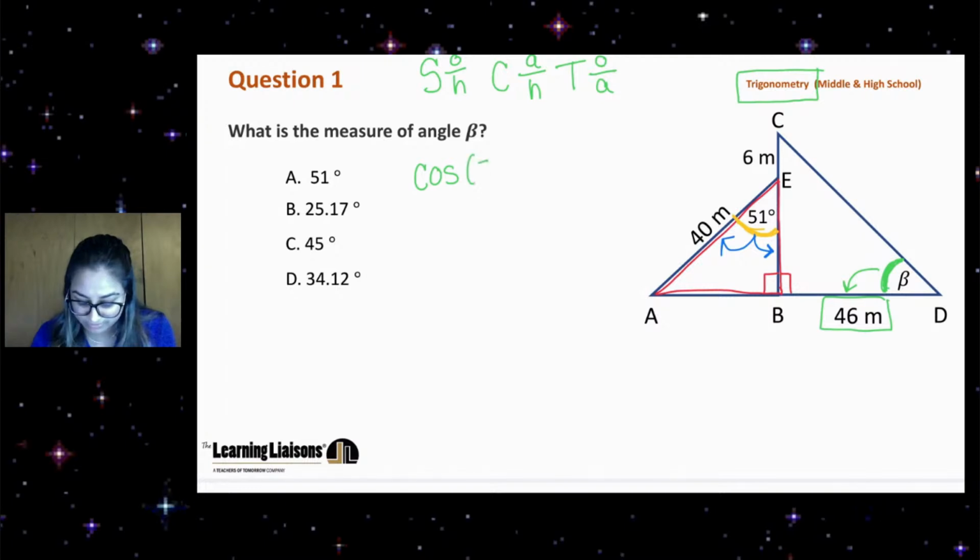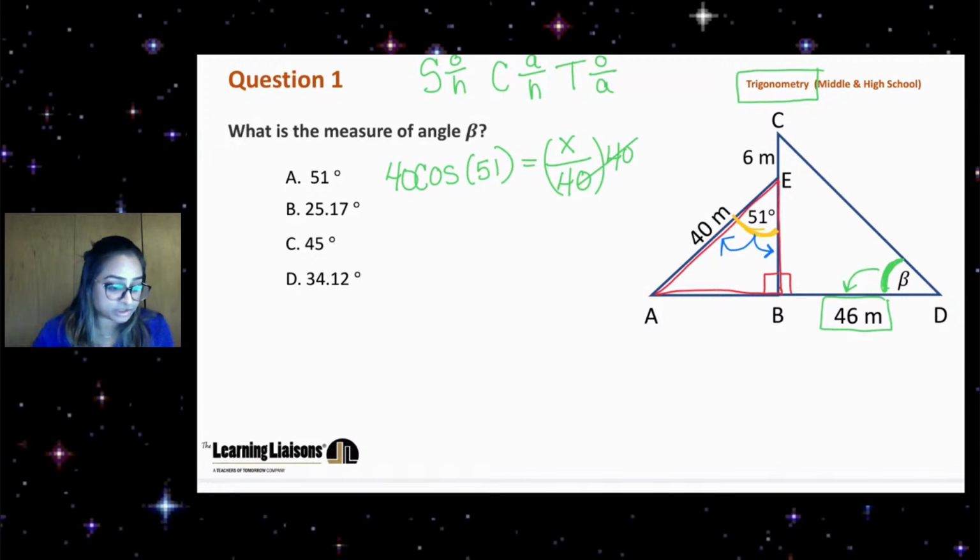Cosine of 51 is equal to the adjacent, which is 40. I apologize, it is not 40. The adjacent, which we do not know, all over 40, which is the hypotenuse. Okay, let's go ahead and solve. We need to get x by itself, so we multiply 40 on both sides. So now we put that into our calculator, and our calculator tells us that our x is equal to 25.17. That's great, because now we know a little bit more about what we need.